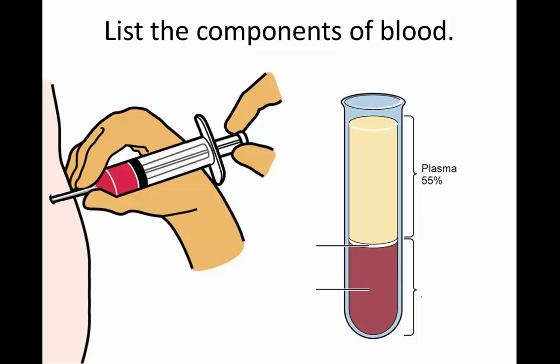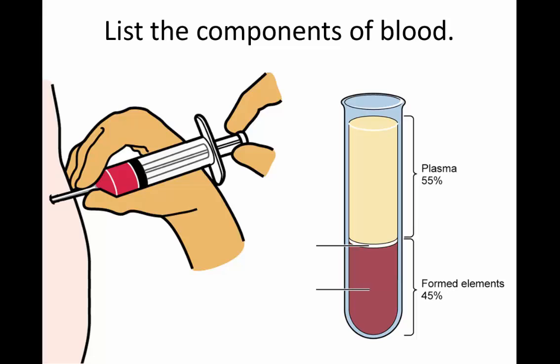The top portion is plasma, and it makes up about 55% of the blood. Plasma is mostly water. Inside the water component of the plasma, there are proteins dissolved, there are salts dissolved, sugar, and a few other components.